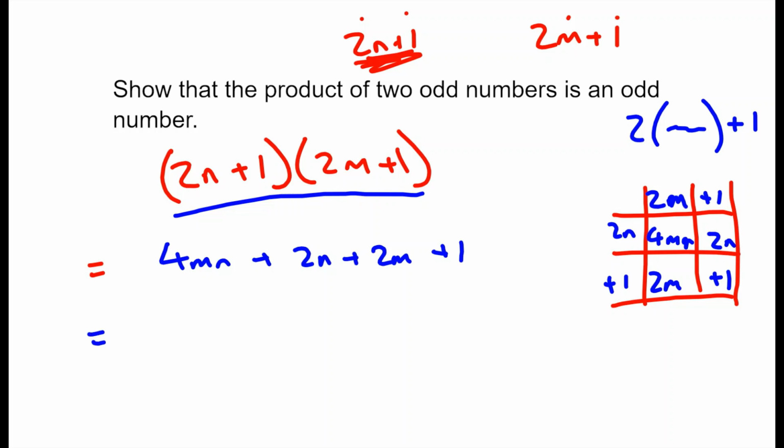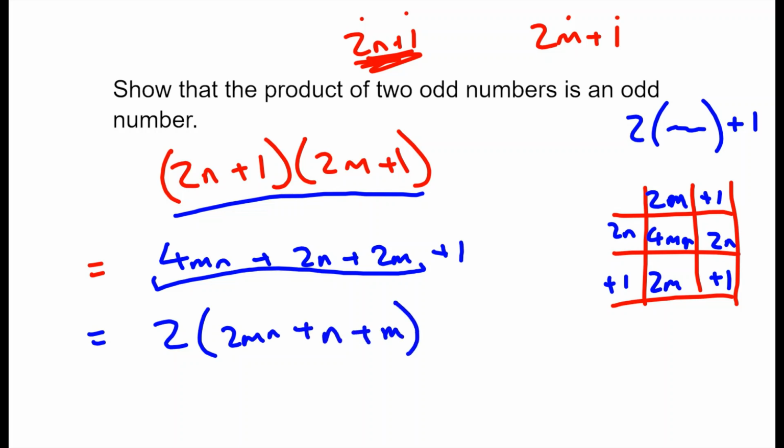Now, if we factorise this front bit here, we can actually pull out a factor of 2. So we're going to have 2 times 2mn plus n plus m, plus 1. So we've now got to a point where we've got 2 multiplied by a counting number plus 1. So this shows that this number is odd.